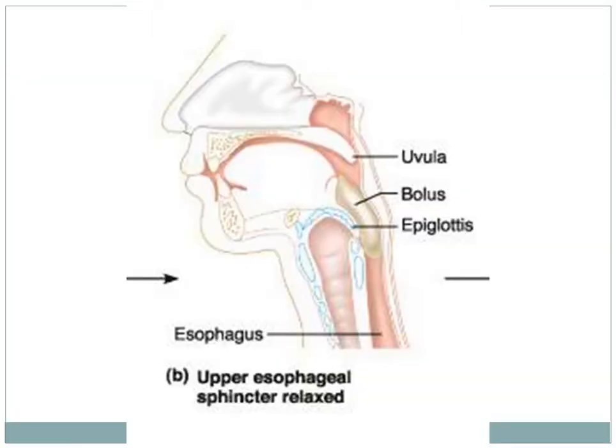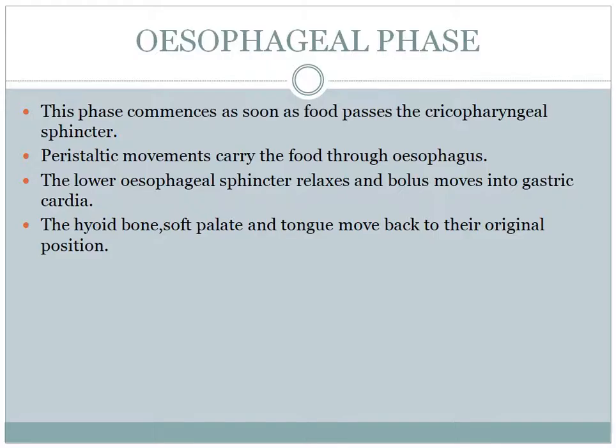Here we can see how the bolus is pushing the epiglottis down and going into the esophagus. The upper esophageal sphincter is relaxed in this phase. Now comes the esophageal phase. This phase commences as soon as the food passes the cricopharyngeal sphincter.